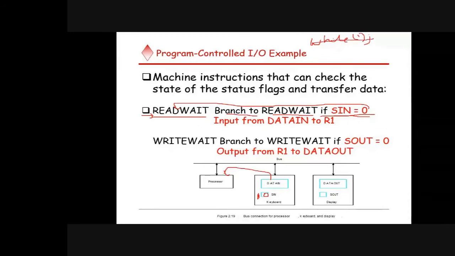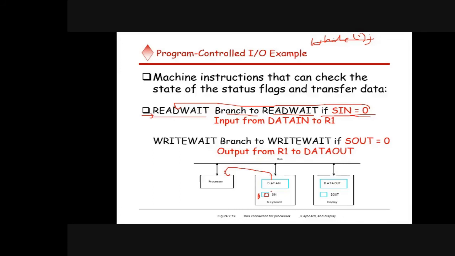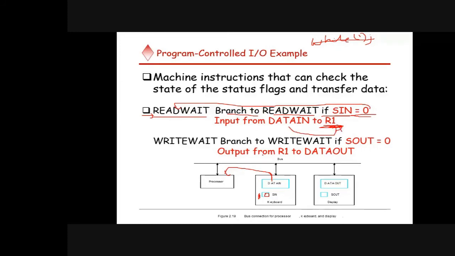Similarly, branch to read wait if SIN is equal to 0 means the same statement is always executing. Again it branches to read wait, which is the statement itself. Otherwise, SIN has the value 1, which means the data transfer should happen. The data in register is full, so transfer it from the data in register to the processor register R1.